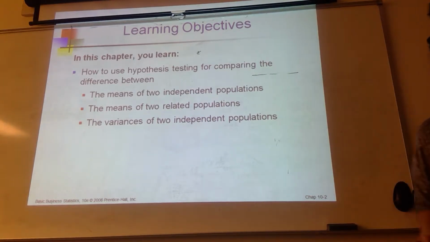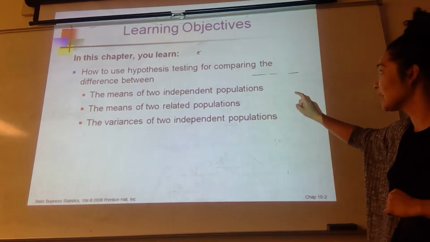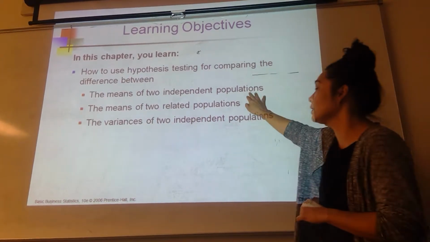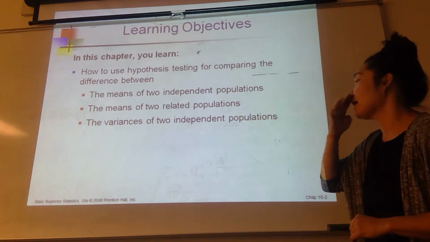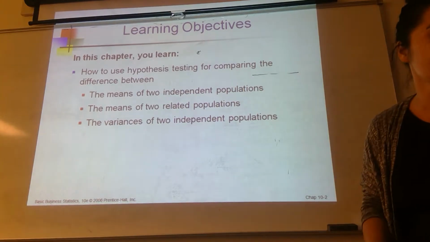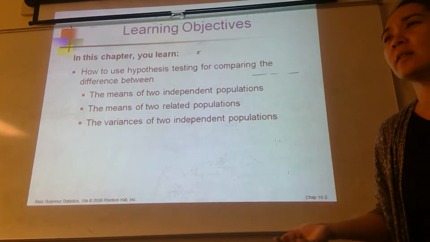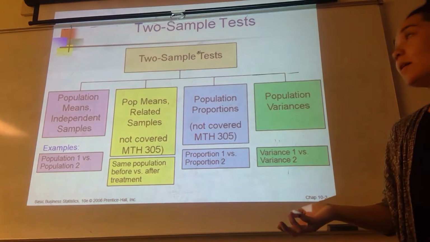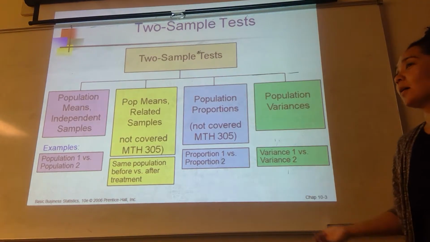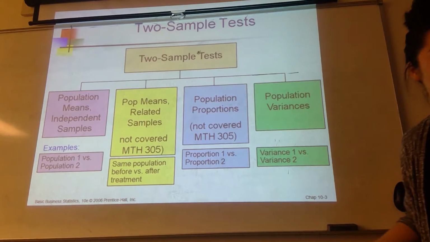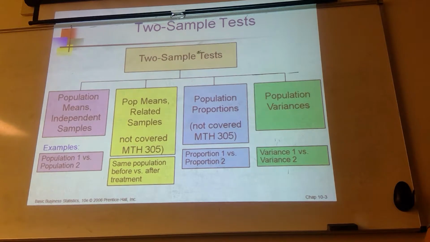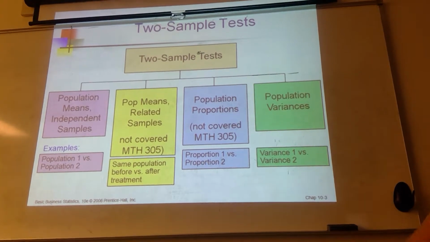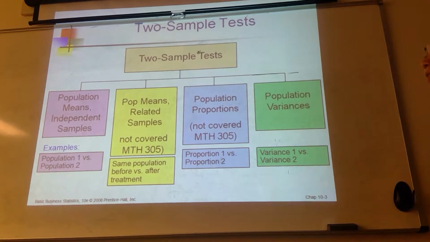All right, so how to use hypothesis testing for comparing differences between the mean of two independent populations, two related populations, and the variances of two independent populations. So a lot of terminology, and that's why I'm not giving you a ton of problems, right? They're long. How long did we spend on that last problem, like 10 minutes, maybe 15 minutes doing one problem, which to me is not forever long, but it is longer. So we're going to do 2 sample tests.